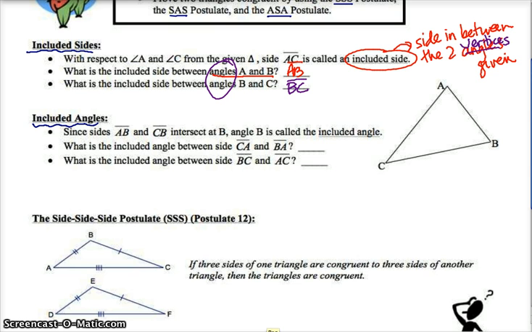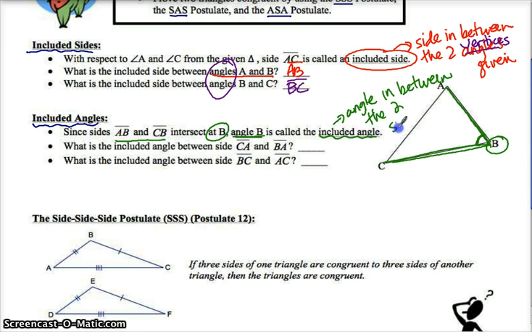Okay, what is an included angle? Here, since sides AB and BC intersect at B, angle B is called the included angle. Notice, once again, if this is side BC and side AB, B is the included angle. In other words, it's the angle in between the two sides, or you could say the angle connecting the two sides. So this angle has two rays, and those two rays are the sides that create the included angle.